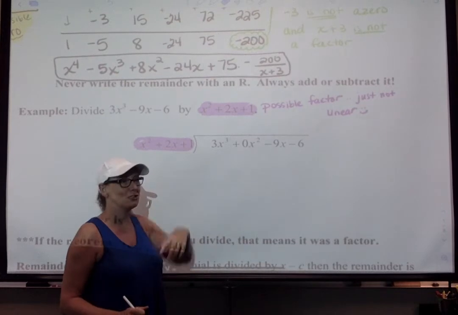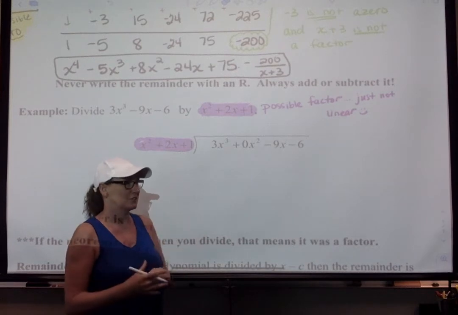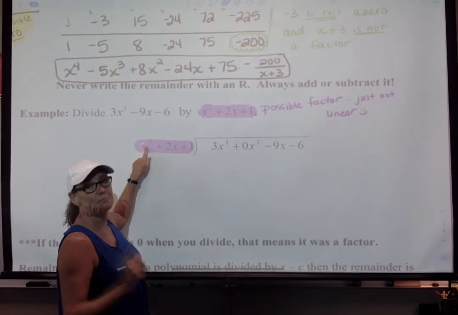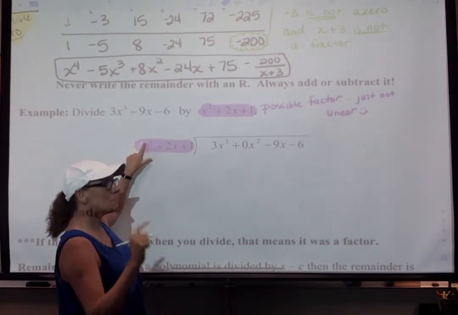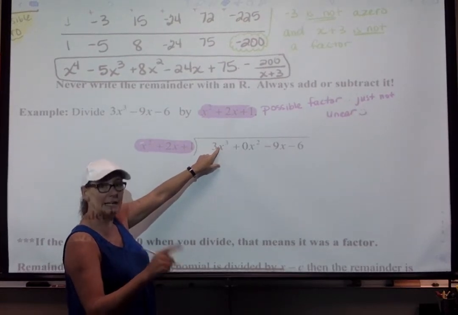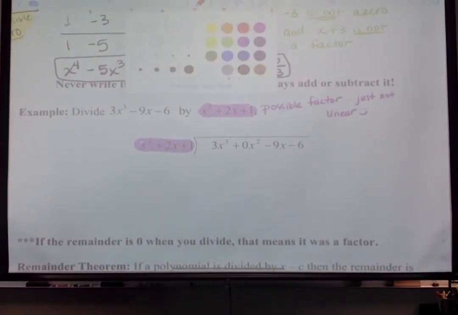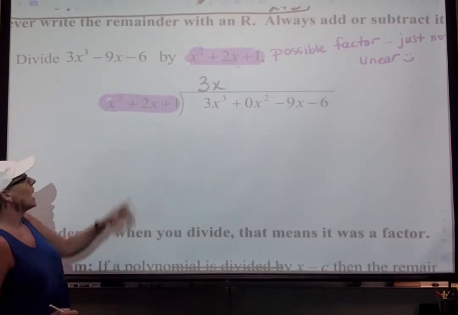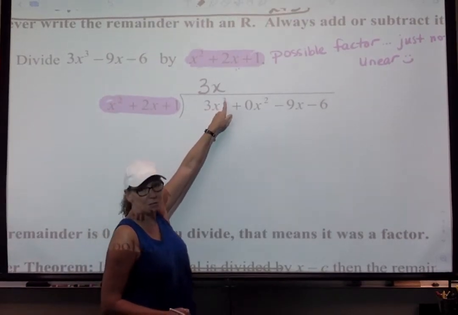Now when you do division, you usually say, how many times does this go into this? Well, don't ask yourself that question with polynomials. Ask yourself the question, what does this need to be multiplied by? Just the first term. What does this need to be multiplied by to get this? Well, I need a 3, and I need another x. So up above, I'm going to write 3x. I need to multiply this first term by 3x to get 3x cubed.